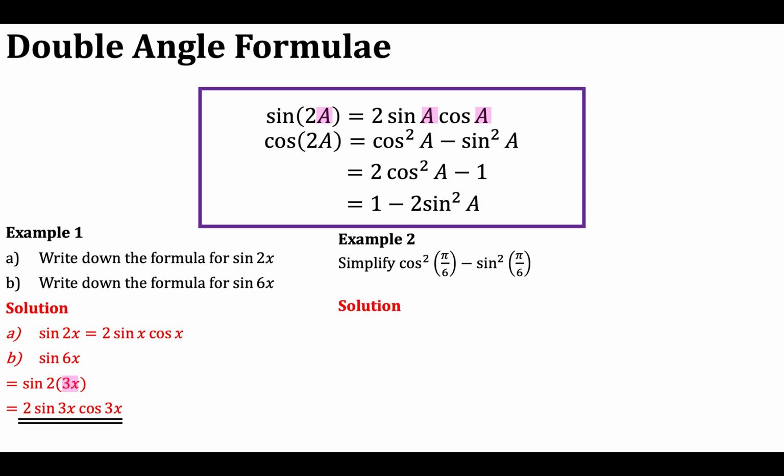However, there's possibly an easier way to have a look at this, so we should notice here that we have this expansion, cos squared A minus sine squared A, and that's equal to cos of 2A, i.e. cos of 2 times pi over 6. 2 times pi over 6 is pi over 3. And cos of pi over 3, and in your head you're thinking that's cos 60. Cos 60 is a half. And that is our final answer there.